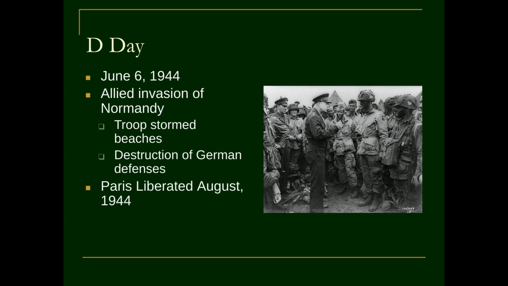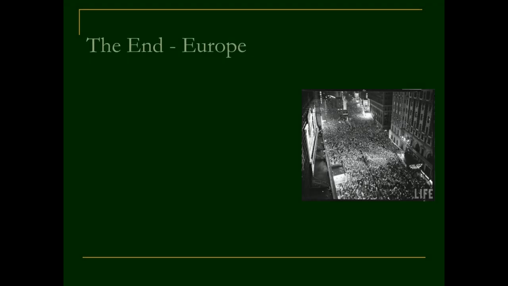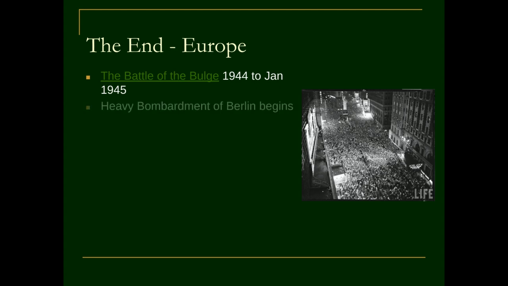And shortly after D-Day, in August of 1944, the Allies would march into Paris, and they had the Germans on the run. The end of the war in Europe would occur after the Battle of the Bulge in 1944 to 1945. This is a major battle because the Germans try to push through the Allied lines to drive the Allies back into France and keep them from entering into Germany. The United States would push the Germans back, though, at the Battle of the Bulge, led by George Patton.